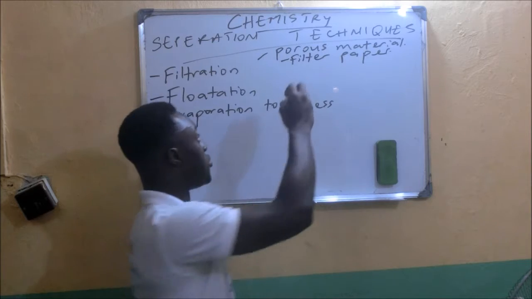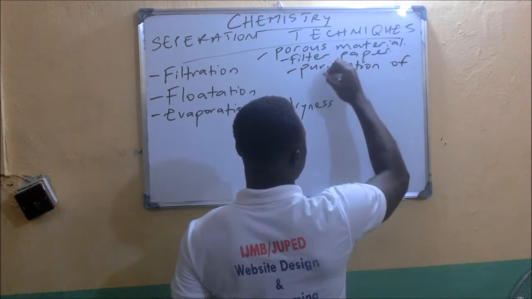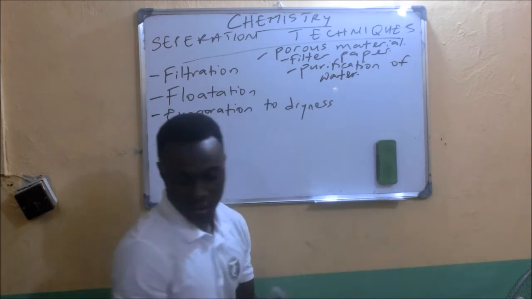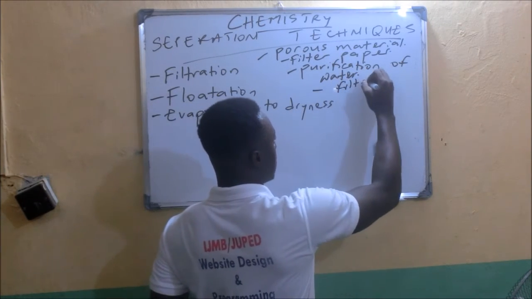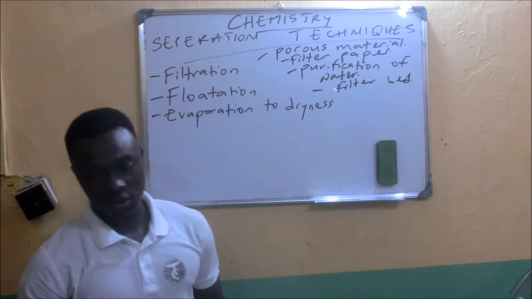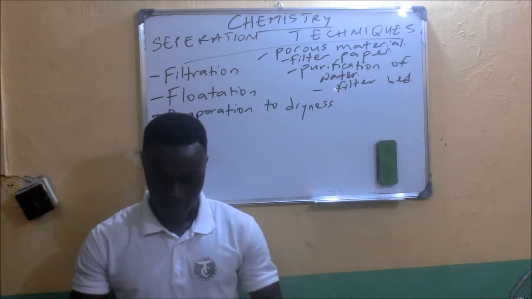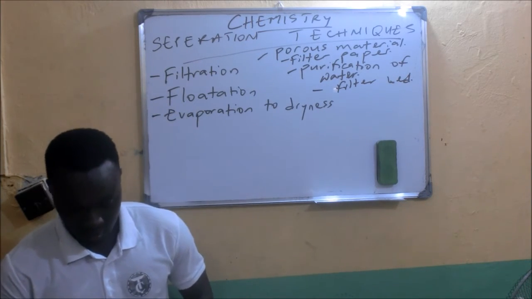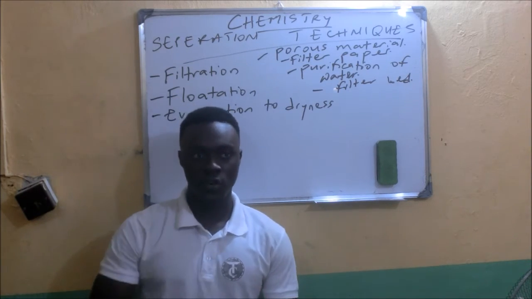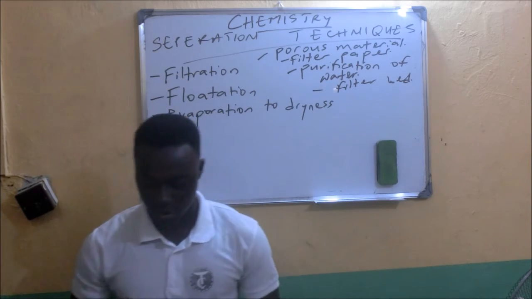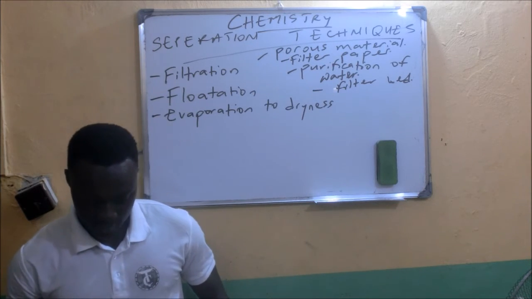It is also used in purification of water. Another application is in purification of water. And in industrial purification of water, what they make use of is called a filter bed. That filter bed is used to separate some particles, some impurities, from the water. The filter bed is made up of various layers of porous material, so various sizes of particles are trapped at various intervals. So that is that about filter paper.